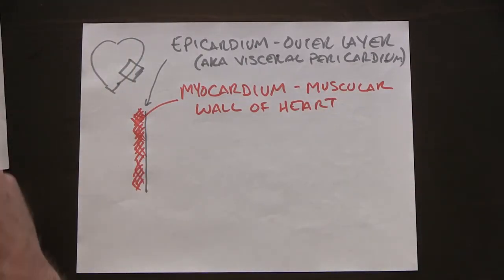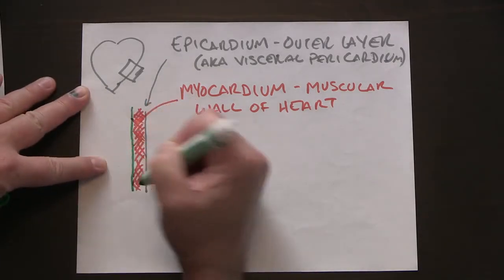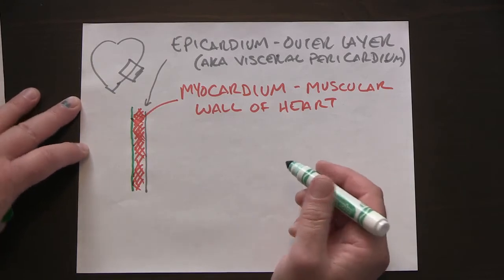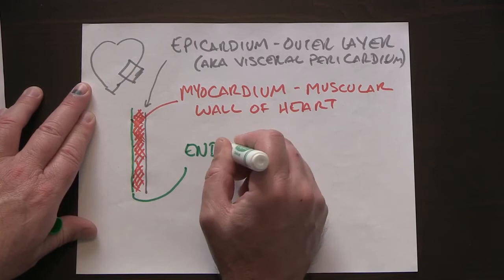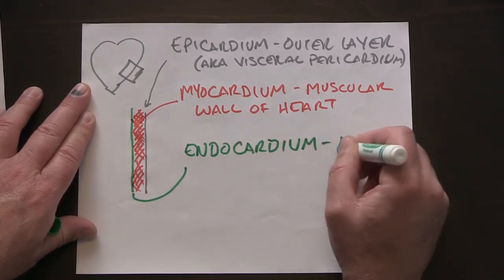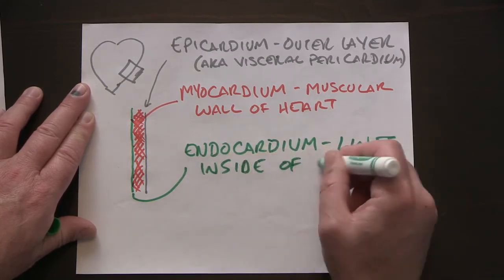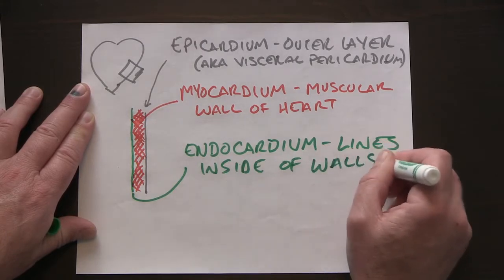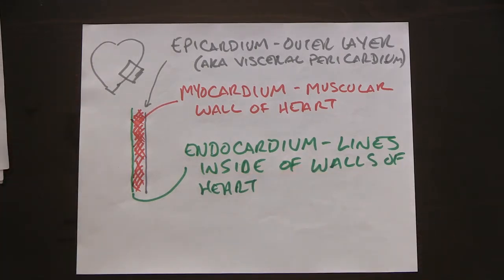Well, there is a special epithelial tissue that I'll make green that lines the inside of the heart and goes down into the blood vessels and lines the inside of those too. Well, in the heart, it's known as the endocardium. So it lines the inside of the walls of the heart. All right.